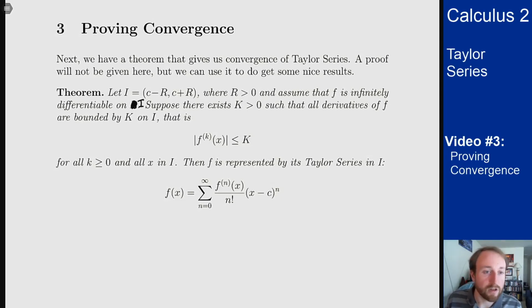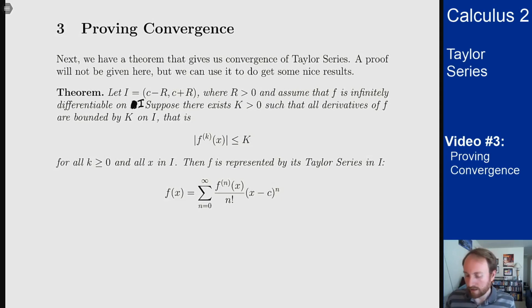Here's our theorem. Let I be the interval from c minus r to c plus r, some interval centered at c like the power series stuff from before, where r is bigger than 0, and assume that f is infinitely differentiable on I. What that means is that anywhere on this interval, I can take as many derivatives as I want. I can take 10, 30, 100, as many derivatives as I want to take. I can take them all there. If they're 0, that's fine, but I can take them.